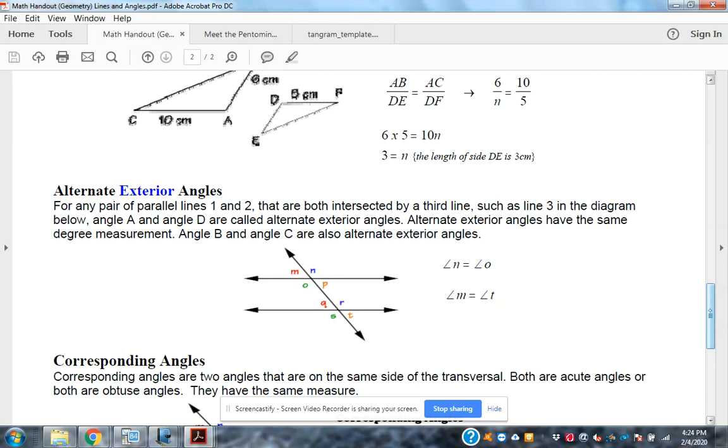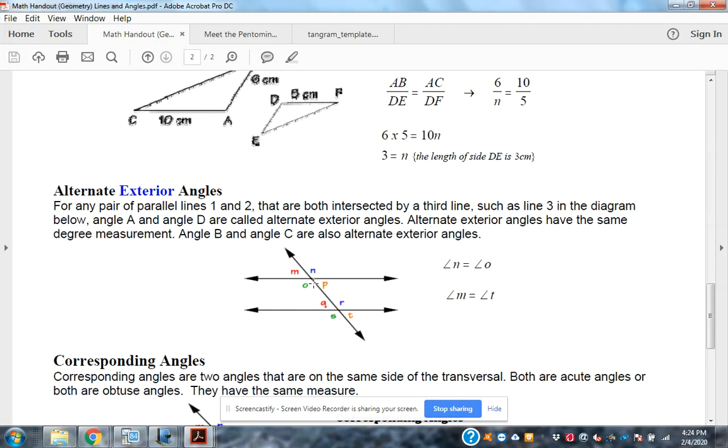Alternate interiors occur in between the lines and on opposite sides of the transversal. And P and Q there, they're alternate interiors as well, because they're on the inside of the parallel lines, and they're opposite sides of the transversal. O and R are alternate interiors. P and Q are alternate interiors. Alternate exteriors just means you're outside of the parallel lines and you're on opposite sides of the transversal.